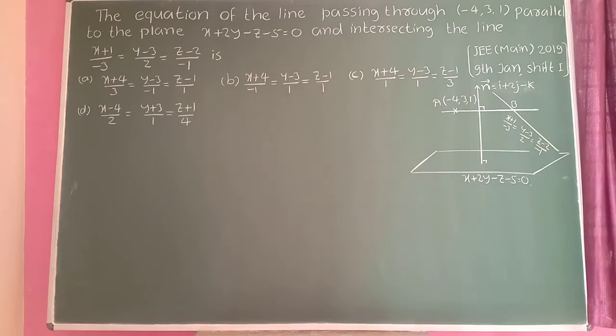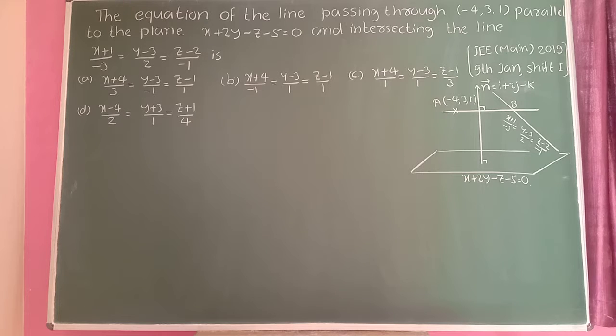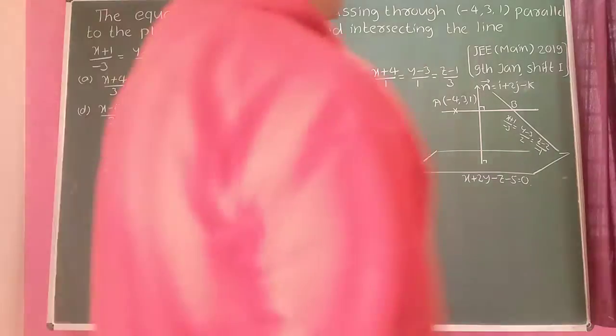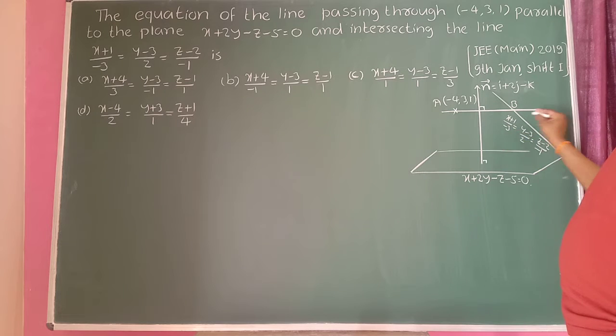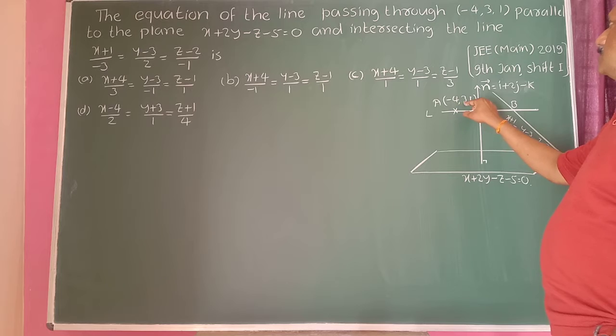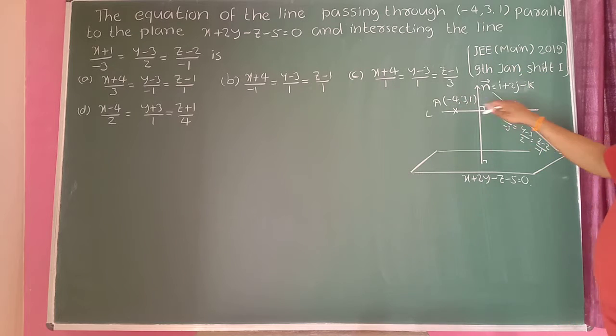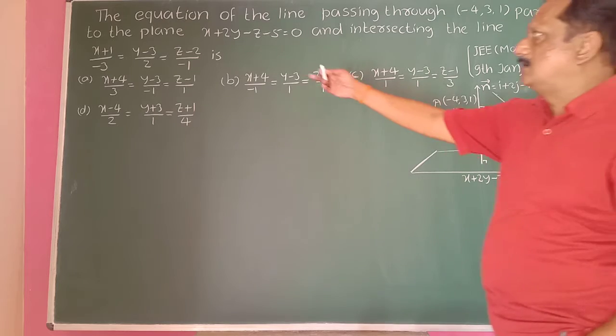Okay. Find the equation of the line passing through (-4, 3, 1), parallel to the plane x + 2y - z - 5 = 0, and intersecting the line given. So this is the line passing through the point (-4, 3, 1), and it intersects this other line, whose equation is already given here.